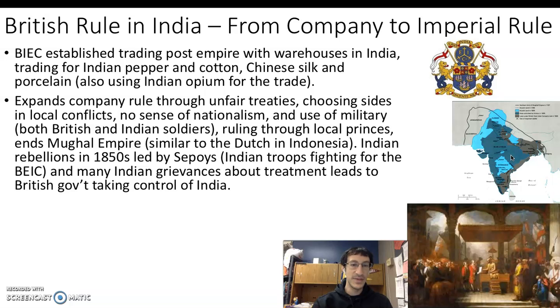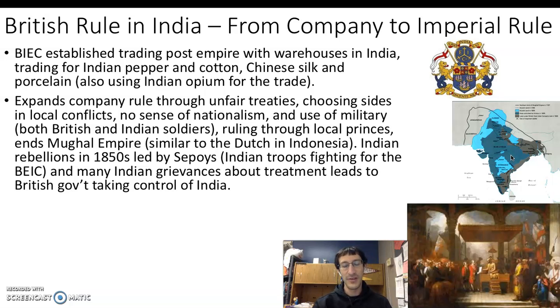So this is also going to be similar to what the Dutch are using in Indonesia and Java to establish and then create more and more control. So in the 1850s, however, what leads to the end of colonial company rule, and then we'll shift over to imperial rule, is a rebellion in 1857 and 1858, led initially by the sepoys, who are Indian troops that are fighting for the British East India Company, and they're essentially hired soldiers trained to fight for the company.